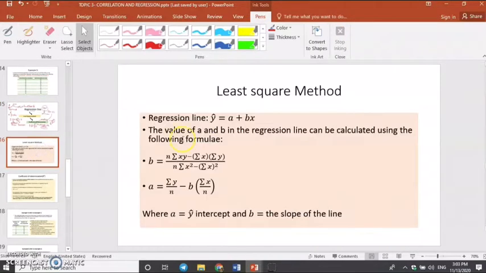Okay, the next slide is about the least square method. So cara macam mana kita nak dapatkan regression line adalah sebenarnya namanya least square method. Dia sebenarnya ordinary least square method.